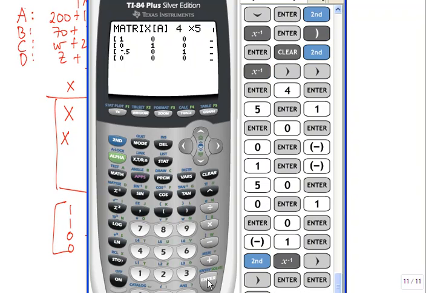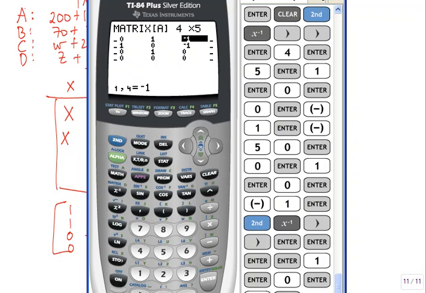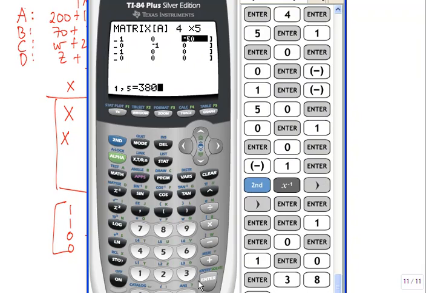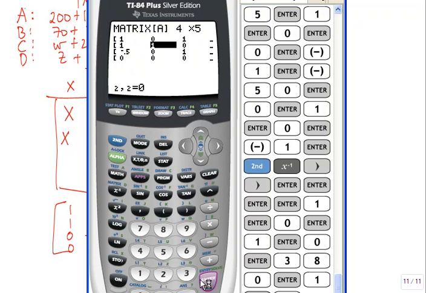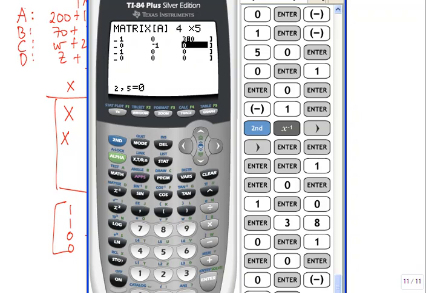So let me re-enter in here to make sure I'm doing it as we had written down. So we wanted a 1, a 0, a 1, a 0, and we wanted a 380. So that was our first equation. Sorry about that. Second equation, we had a 1, 0, 0, -1, -50.